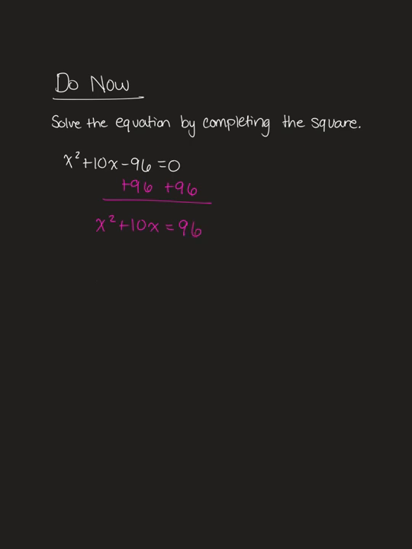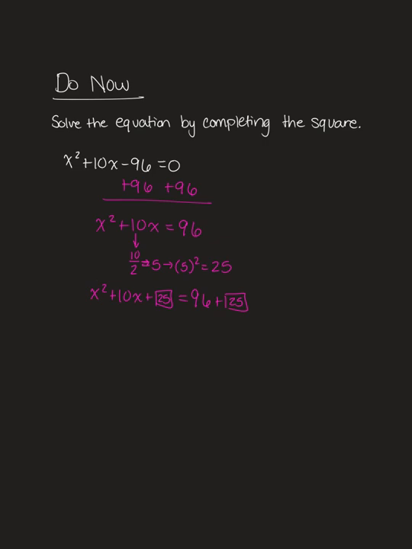Now we need to complete the square. So we take our b and we divide it by 2, which will give us 5. Then we take that 5 and we square it to give us 25. The 25 is what we will add to both sides of our equation here. That will give us that perfect square trinomial. So we will add 25.